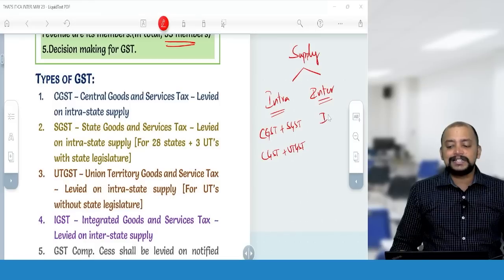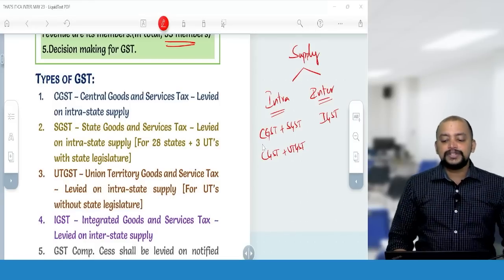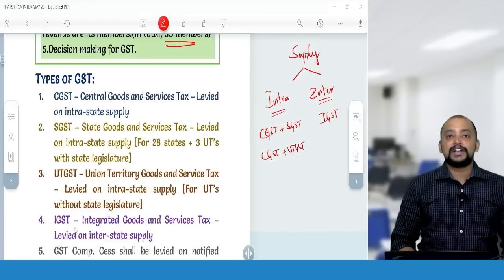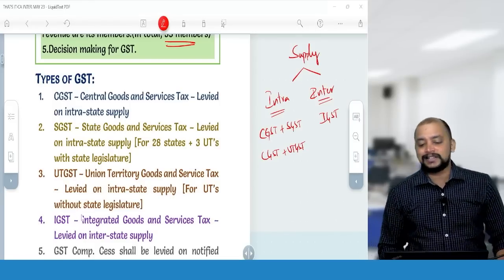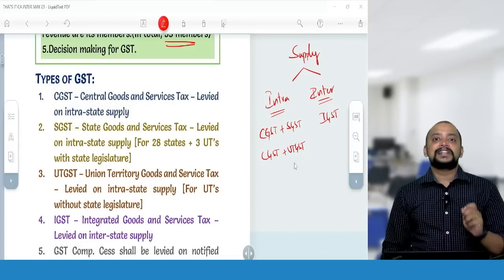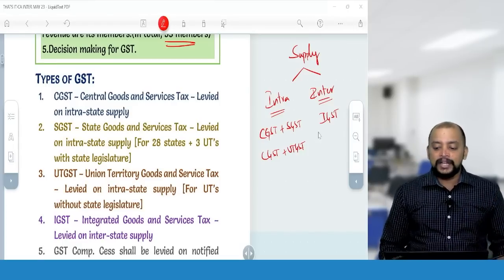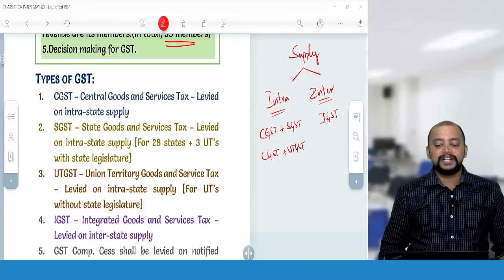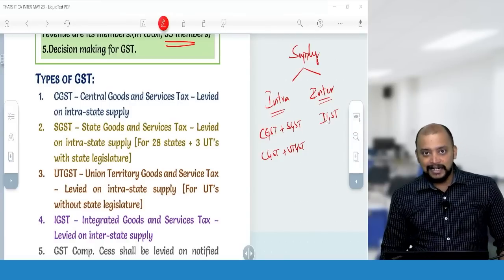Whenever it is interstate supply, that will be IGST. So CGST, SGST and UTGST will come into the picture only when there is intrastate supply. CGST is levied by the central government, SGST is levied by the state government, and UTGST is levied again by the central government only. Whereas IGST is applicable in case of interstate supply, levied by the central government.